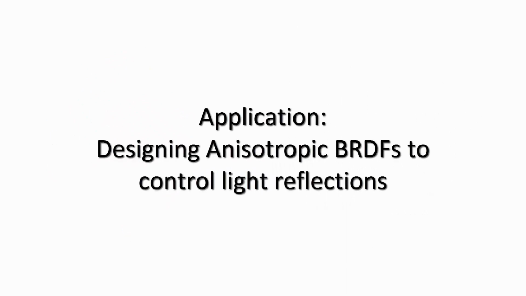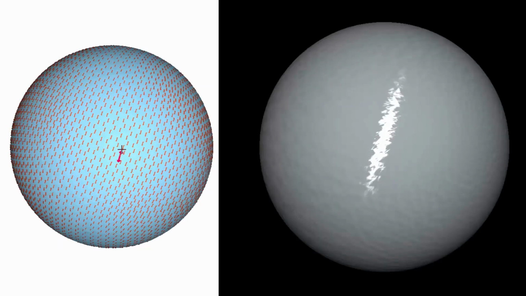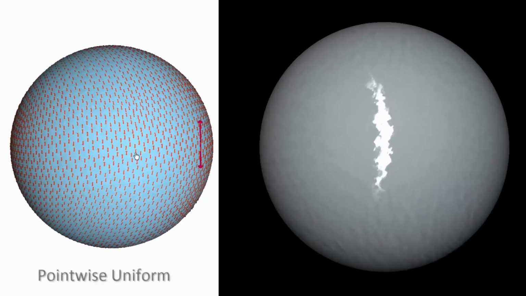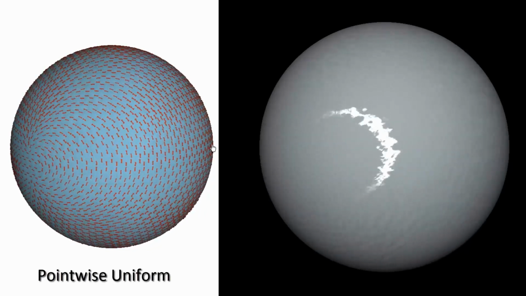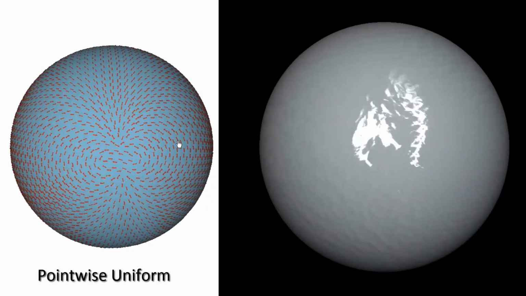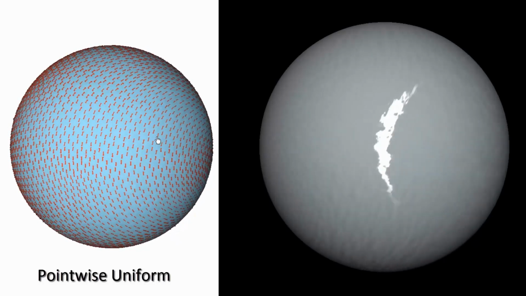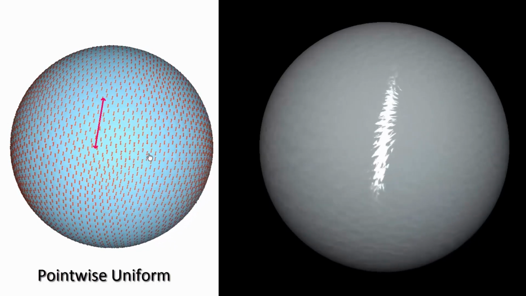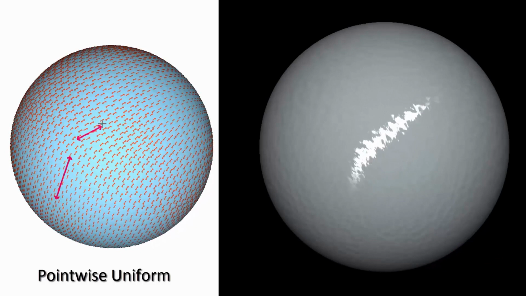In our second application, we use our framework to design anisotropic BRDFs on a mesh. This allows the user to intuitively manipulate the shape of highlights on objects. Since our fields are globally smooth, the highlights will have a smooth shape even far away from the user-defined constraints.